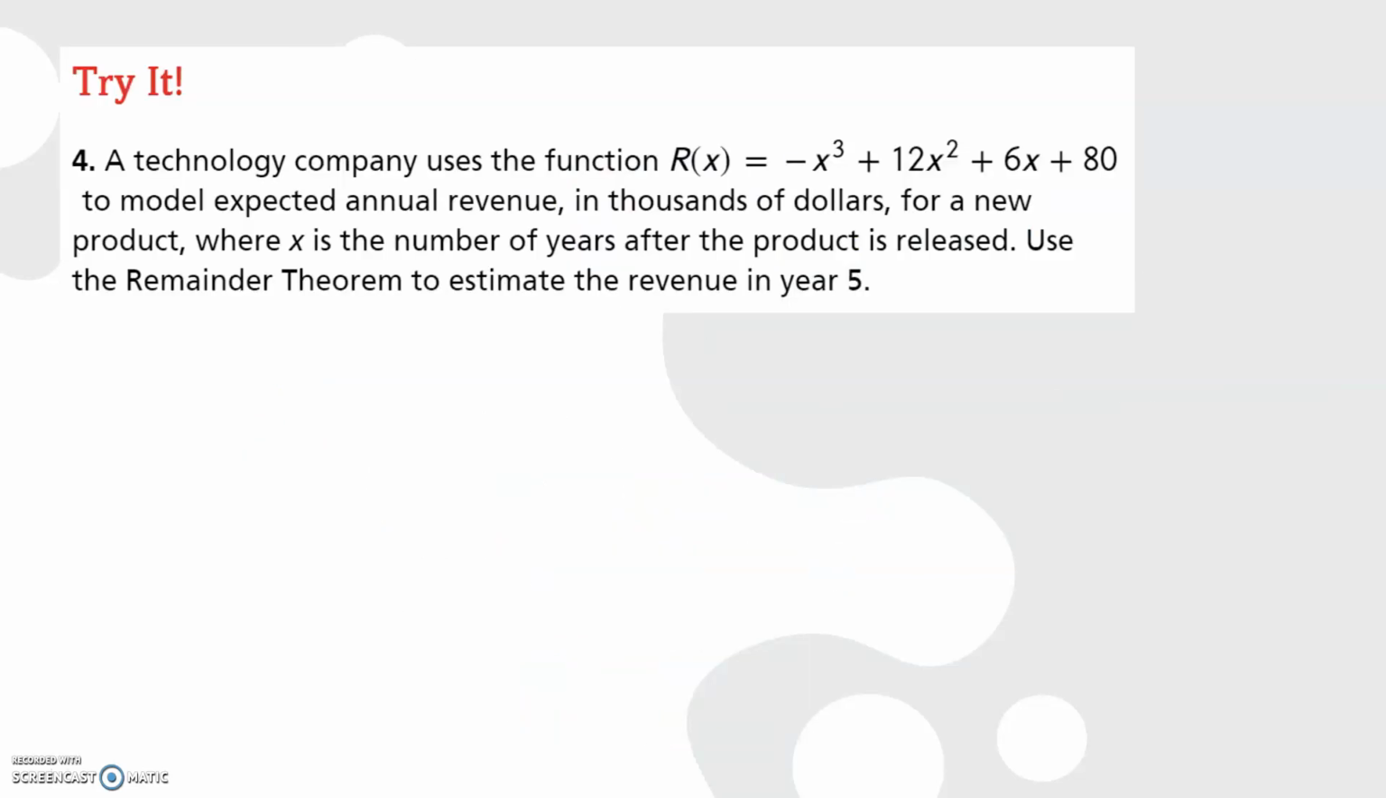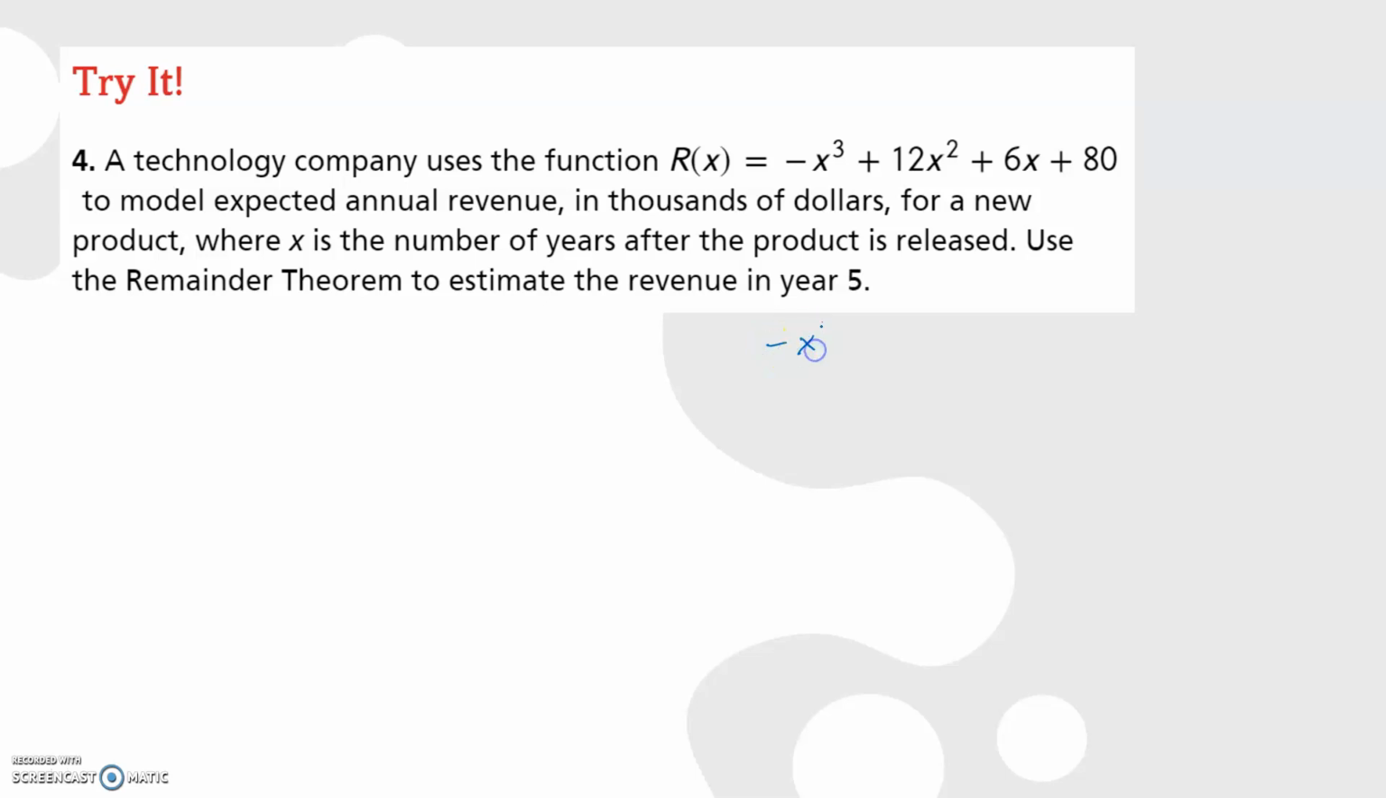All right, so here is another type of problem that's asking that same question. A technology company uses the function r of x equals negative x cubed plus 12x squared plus 6x plus 80 to model expected annual revenue in thousands of dollars for a new product, where x is the number of years after the product is released. Use the remainder theorem to estimate the revenue in year 5.